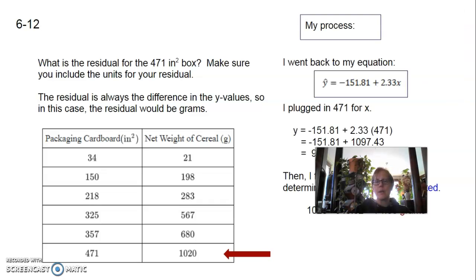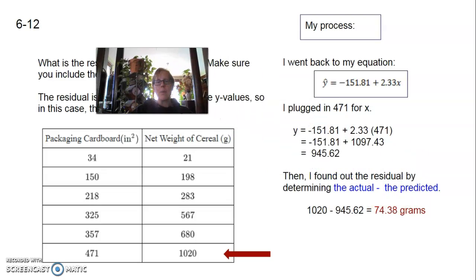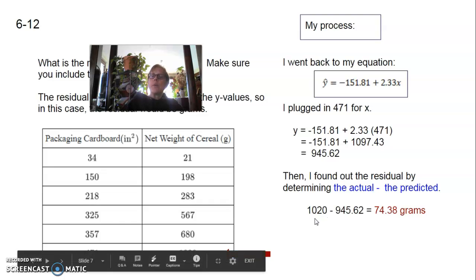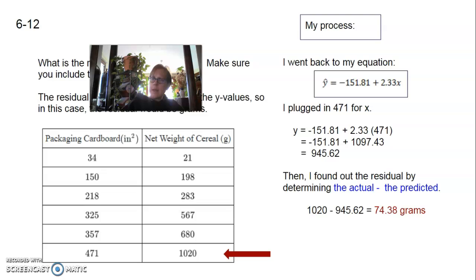Okay, so here's my work, and I went back to my equation. I could have just looked on my graph, but I like to be as precise as I can, and the equation's more exact. So I plugged my 471 in here, and you can see with my calculations, my prediction was that the 471 square inch box would hold 945.62 grams. So when I did the actual minus my prediction, I have a positive 74.38 grams. That's my residual. That means the actual amount is 74.38 grams higher than my prediction, right?